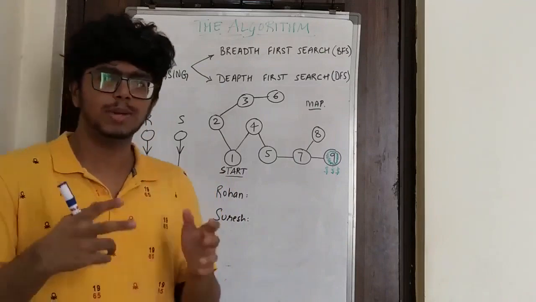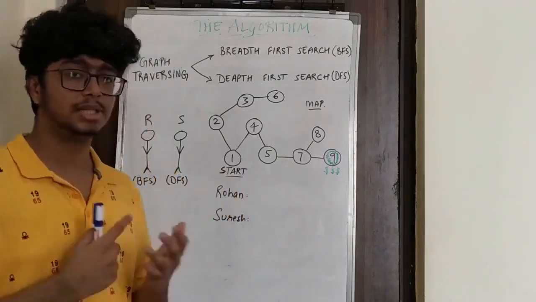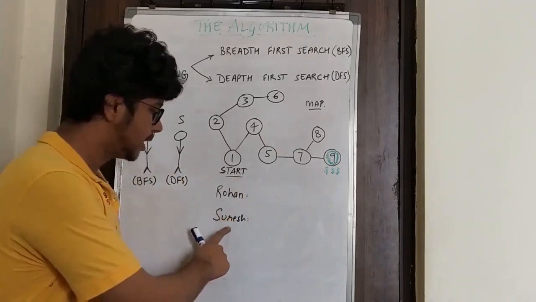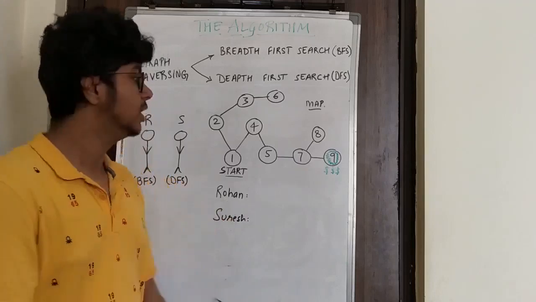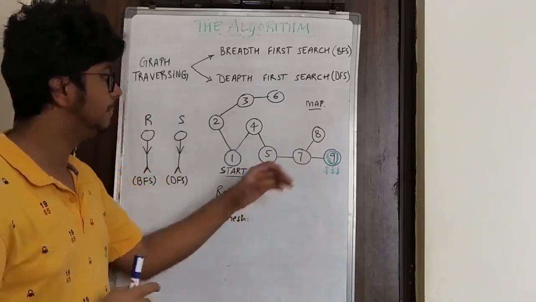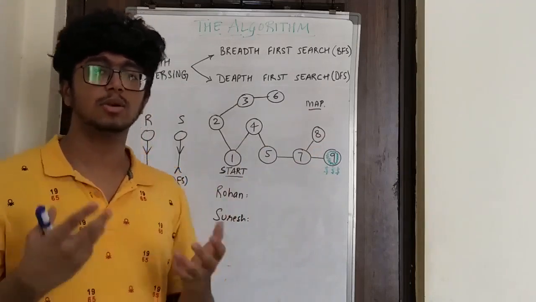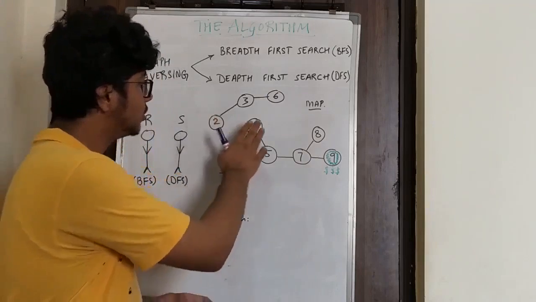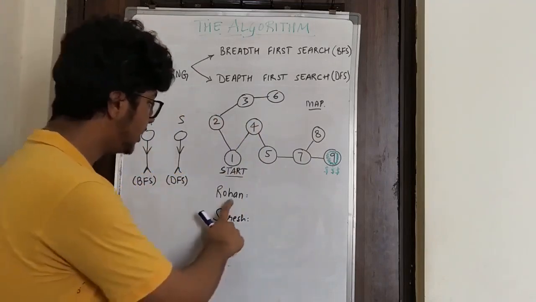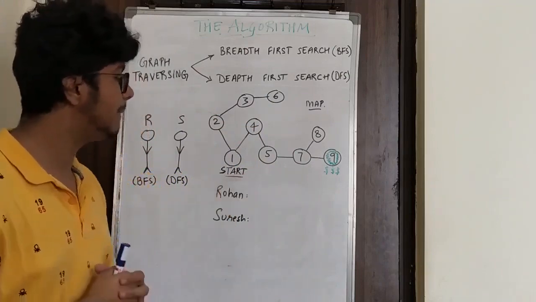Okay, so they went to the start position. So this is the start position. Now, Rohan and Suresh both took different paths to reach the treasure. This is the treasure, this is the start position, and this is the map. Both of them do not know where the treasure is, so they are going to traverse as if all the roads have equal probability, right? Rohan and Suresh approach traversing this particular map differently.